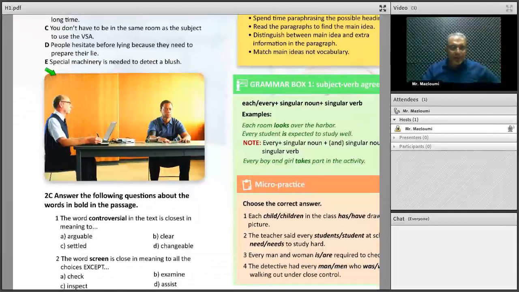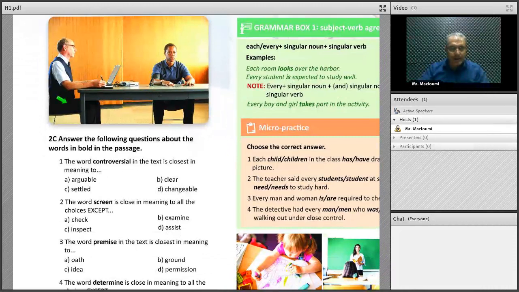E. Special machinery, special equipment, gadgets, tools. Special machinery is needed to detect a blush, to find out a blush, to notice a blush. As it says here in paragraph 5, we need a high definition, high sensing camera. So, yes.